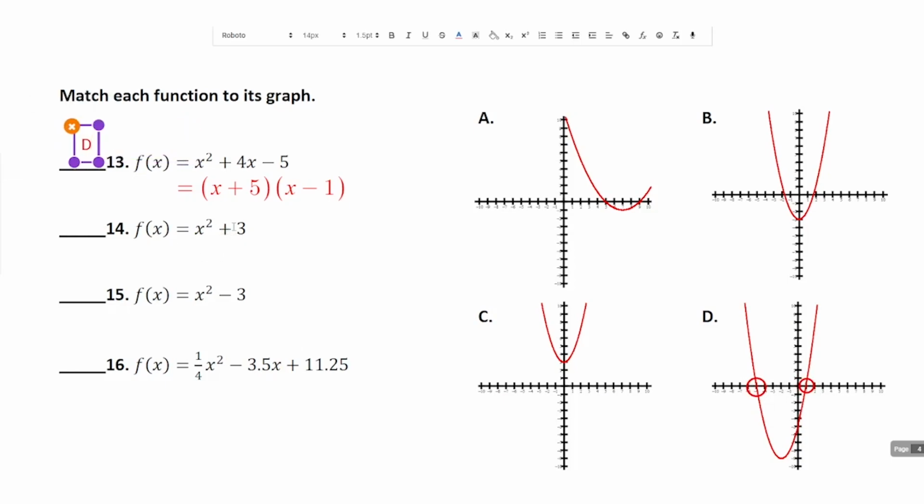For 14, x squared plus 3 has a y-intercept at 3, and actually the y-intercept might be the easiest way to answer this one because they all have different y-intercepts. I didn't really notice that on the last one, but yeah, we can verify this, that 13 does have a y-intercept at negative 5, right here. 14 should have a y-intercept at positive 3. We see that right here. So yeah, 14 has got to be C. 15 has a y-intercept at negative 3, and we see that right here. So this one's got to be B, which really only leaves us with the last one to be A, and the y-intercept's 11.25. It's a little off the graph here, but we can see that does kind of make sense. If we were going to find the x-intercepts, you would find them at 5 and 9.